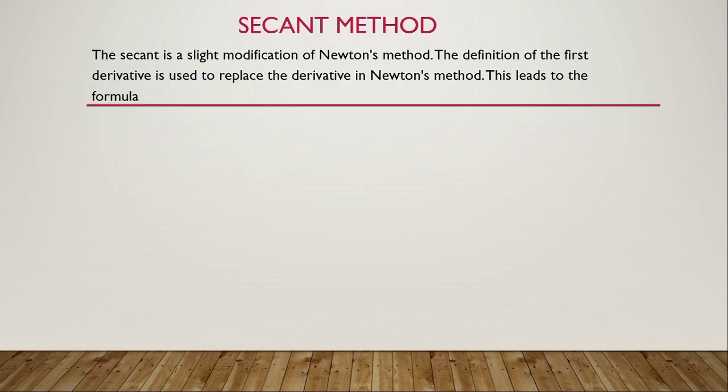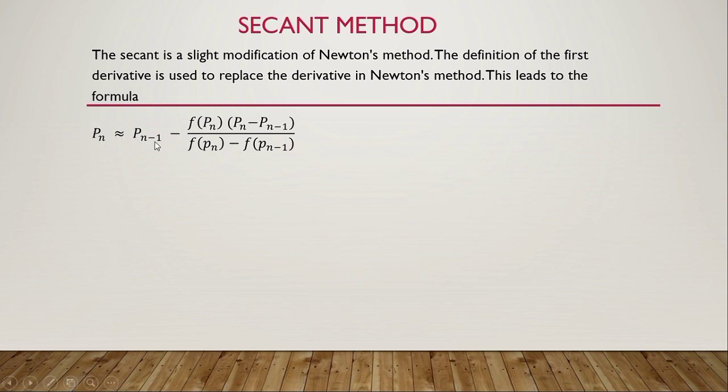The secant method here is a slight modification to Newton's method. The definition of the first derivative is used to replace the derivative in Newton's method, and this leads to the formula Pn is equal to Pn minus 1 minus f of Pn multiplied by Pn minus Pn minus 1, divided by f of Pn minus f of Pn minus 1. So we have this formula, and it's a slight variation of Newton's method.